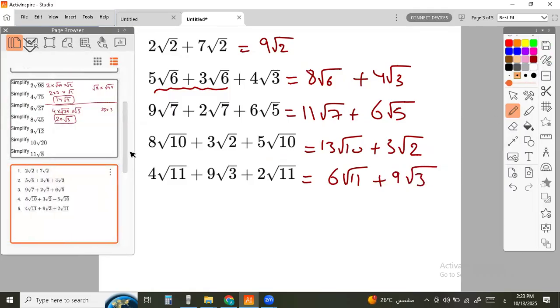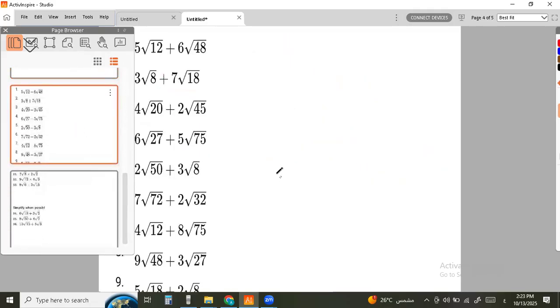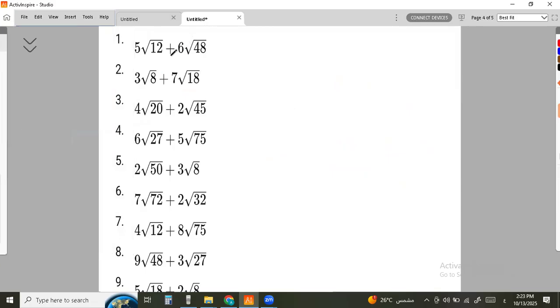Next slide. Here I've got numbers that I need to simplify first. I must add them. You told me that root of 12 and root of 48, I cannot add them. I cannot add these two. Yes, but can you simplify them?